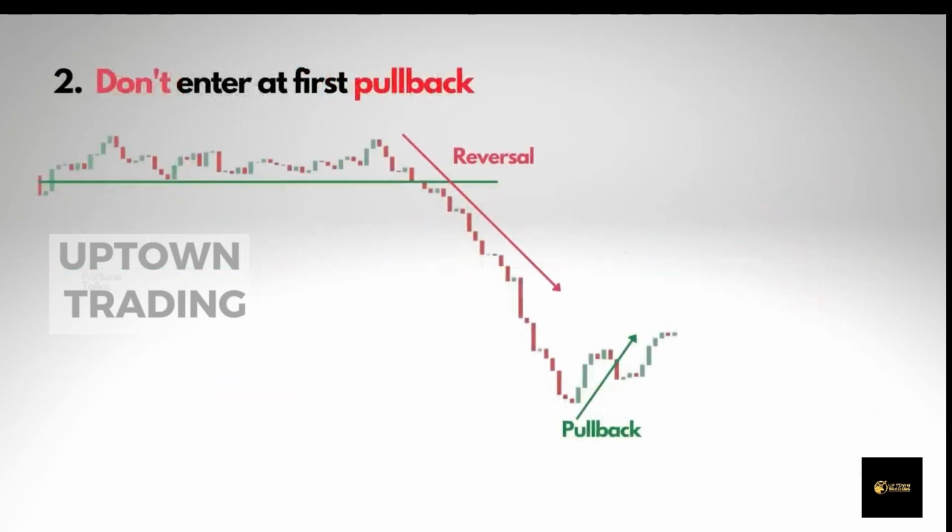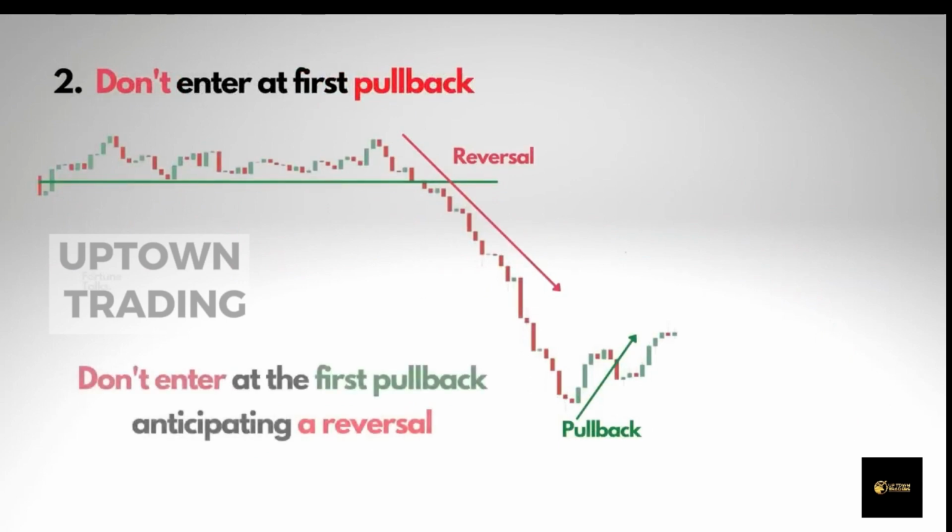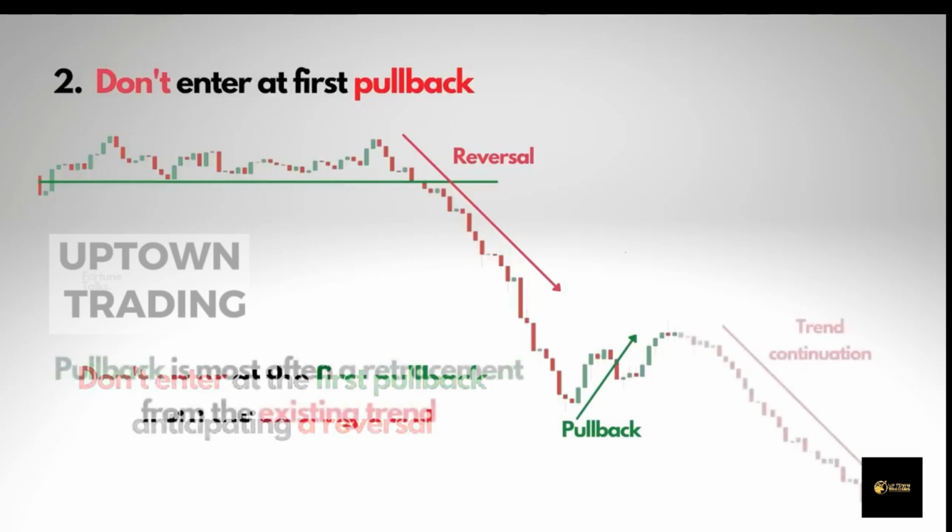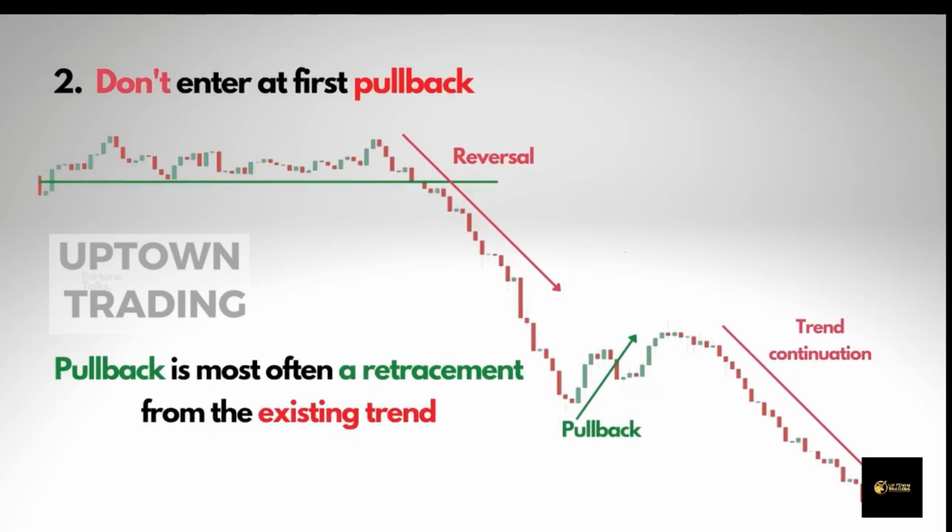The second mistake that traders make is entering the first pullback, anticipating that it will be a reversal. Now, this is a common mistake, that is, attempting to trade the first pullback itself. This means that you go long when you see the market rally after a huge decline. But often this type of rally is only a retracement of the existing trend.